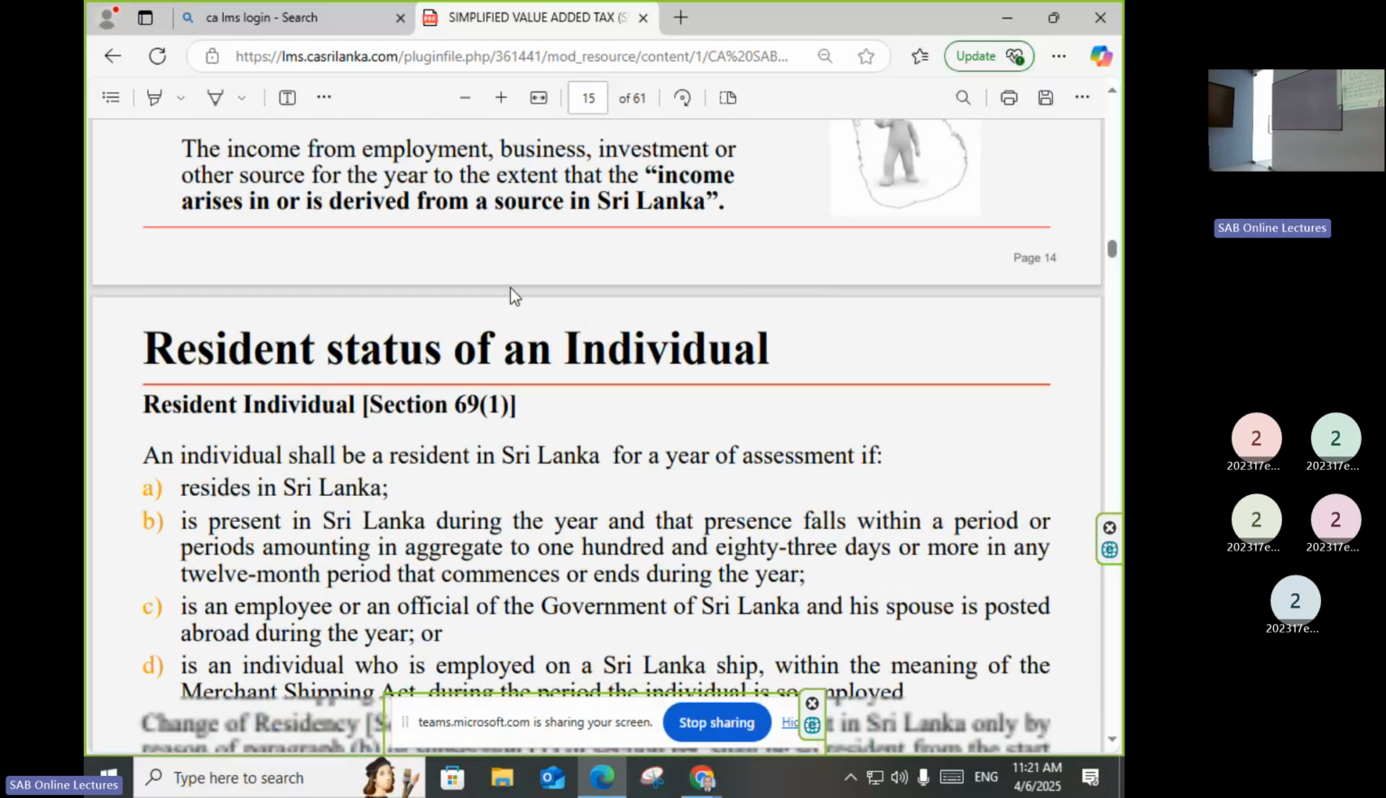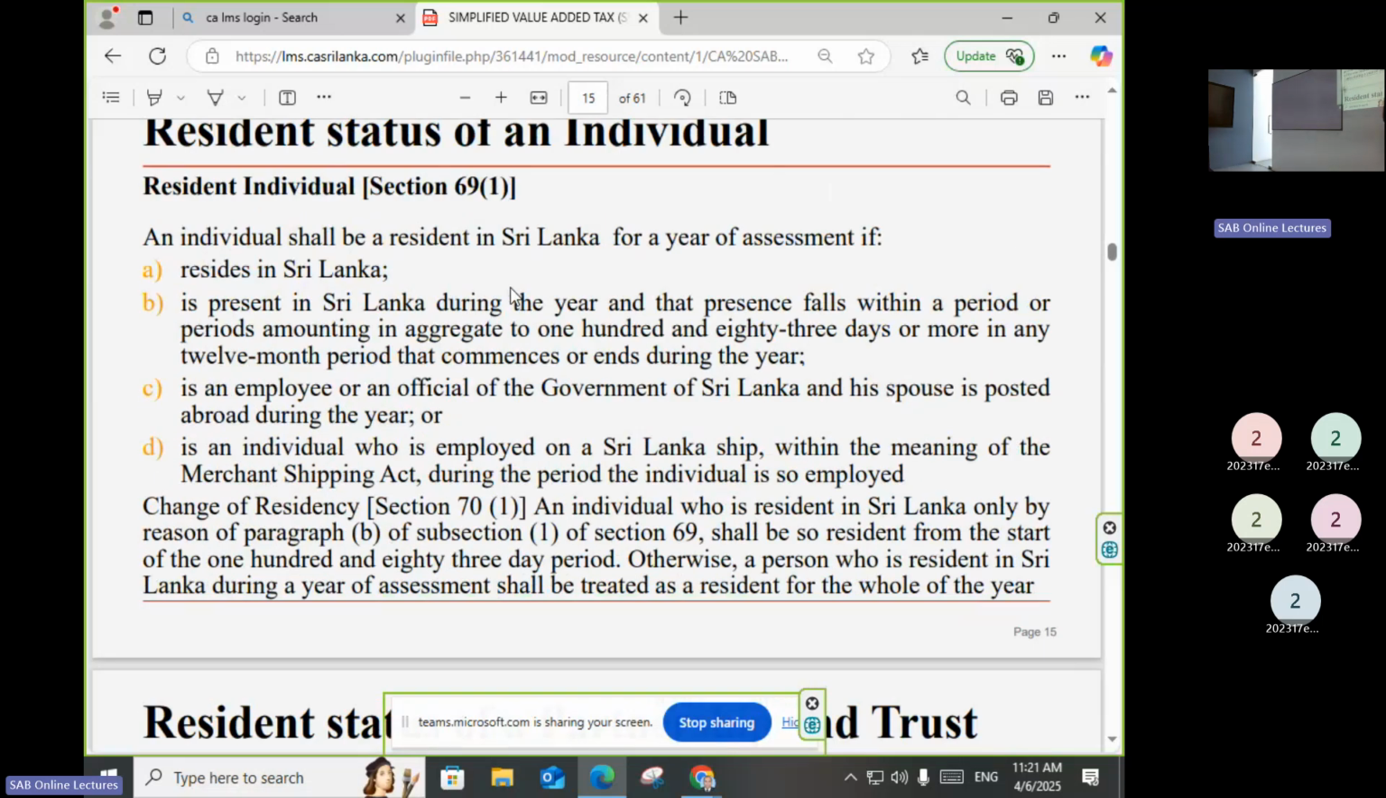So how to determine the residency? Section 69 says how to recognize the residency. This is for tax purposes, in the case of an individual. An individual shall be treated as resident for Sri Lanka tax purposes if he resides in Sri Lanka, that means he lives in Sri Lanka. He shall be considered a resident individual.